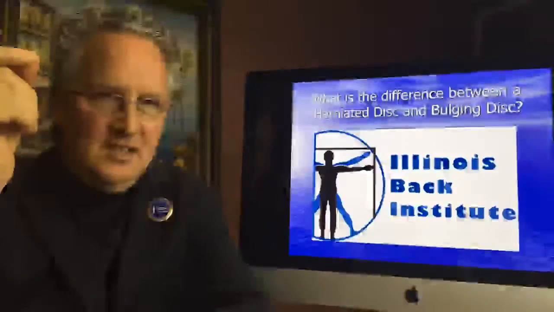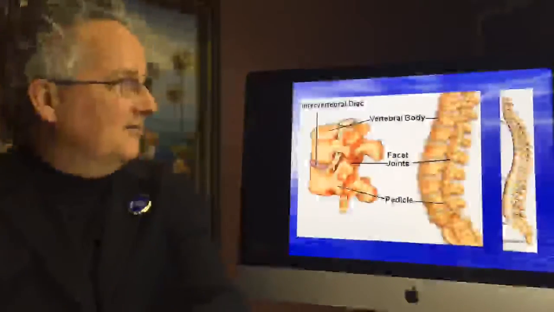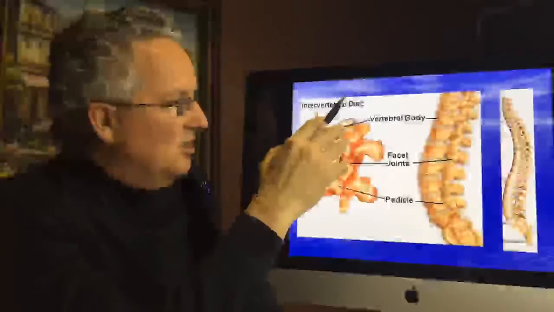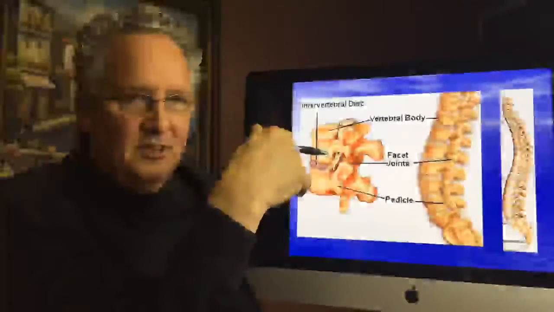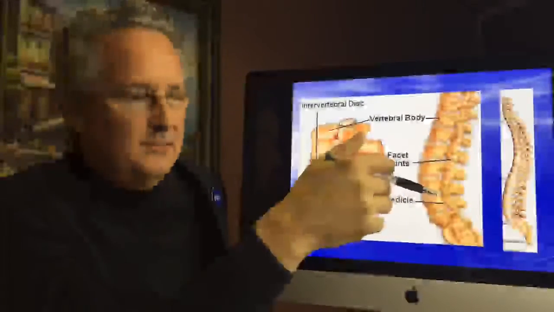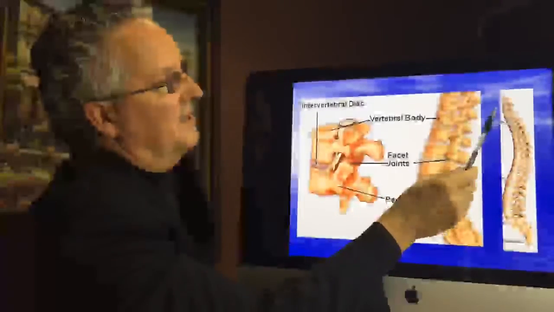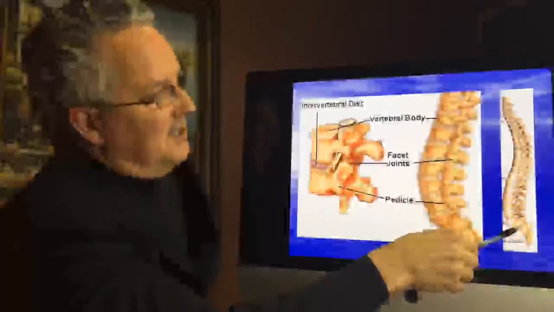The difference is typically the herniated disc can aggravate more nerves, but they're equally as painful. So, typical spine, we're just going to do a little bit of the anatomy. The anatomy is important because you need to know what everything is. Typical spine looks like this.